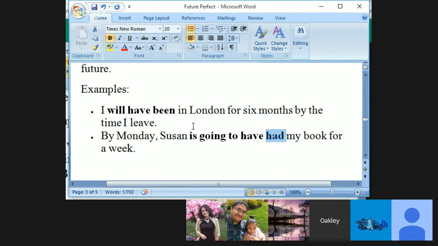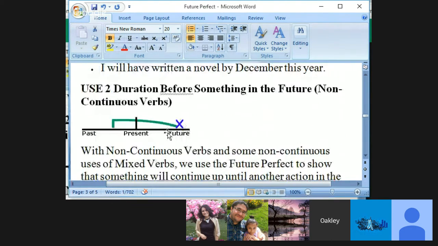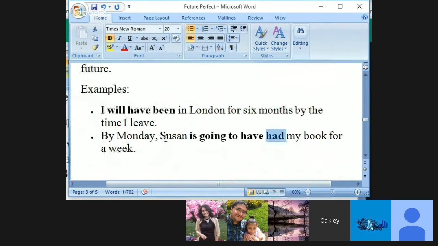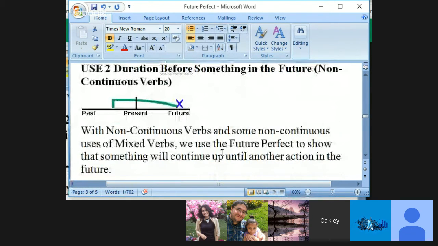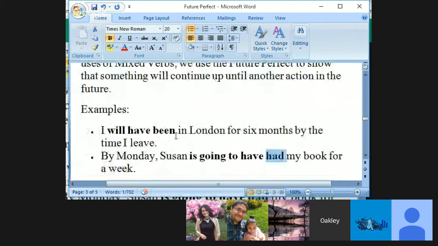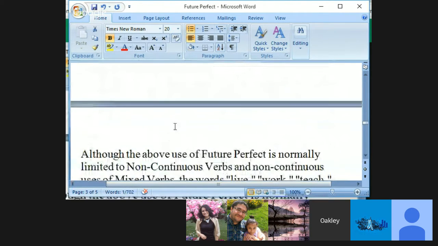Okay, can't do it. Any questions about this? It's really exactly the same use as the first use. Okay. Any questions about this non-continuous mixed verb thing? No? Okay.